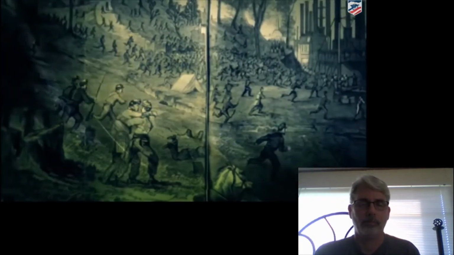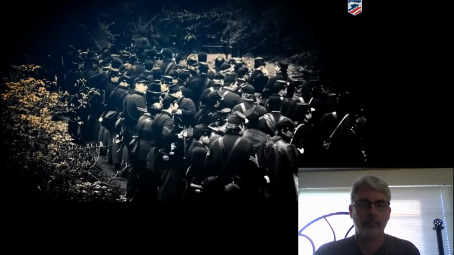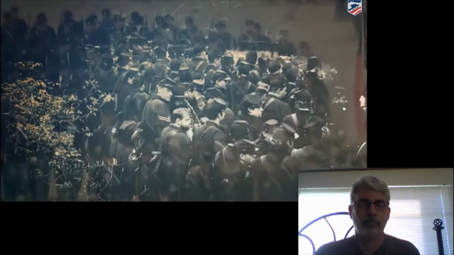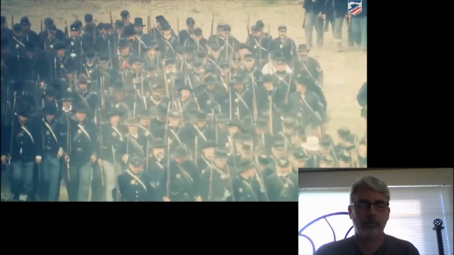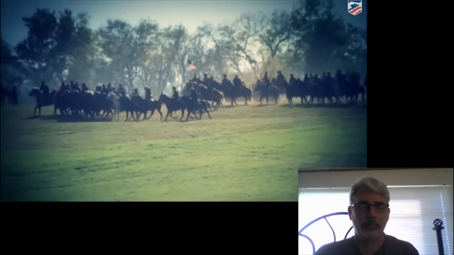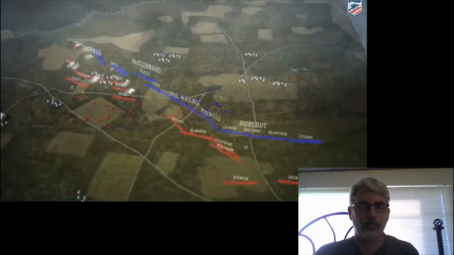Thousands of Grant's men have retreated in panic. Lew Wallace is missing, and Bull Nelson, Buell's lead element, is an hour out of Savannah. Low on options, Grant orders a new line of defense at the landing.